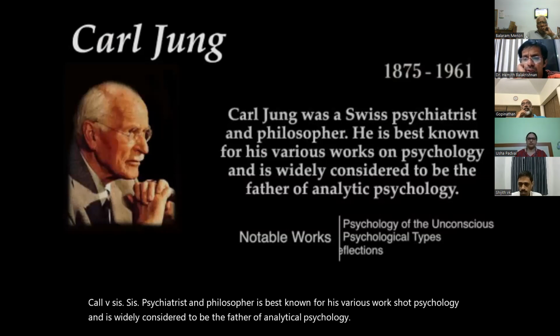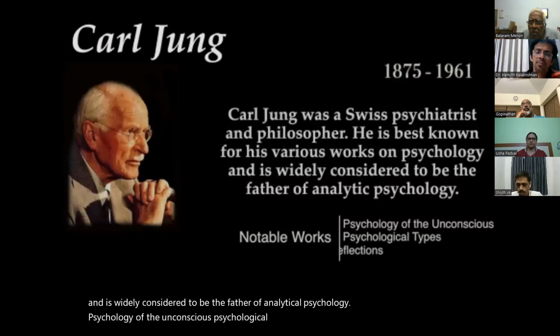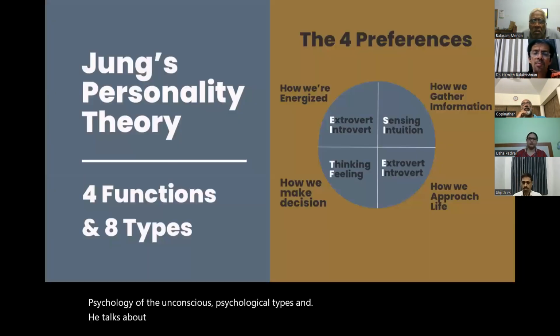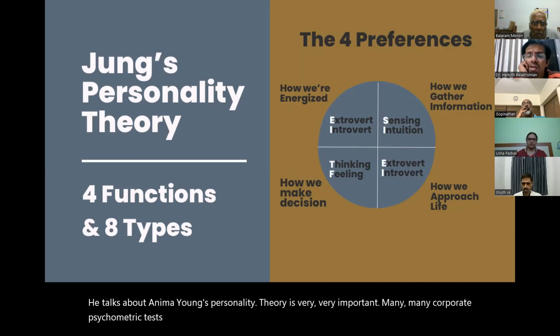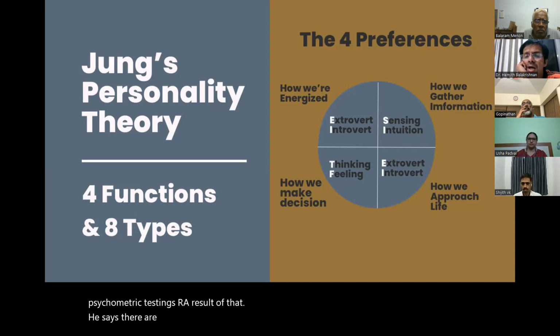Psychology of the unconscious, psychological types, and affection. He talks about anima. Okay, Jung's personality theory is very, very important. Many corporate psychometric testings are a result of that. He says everybody is either extrovert or introvert.